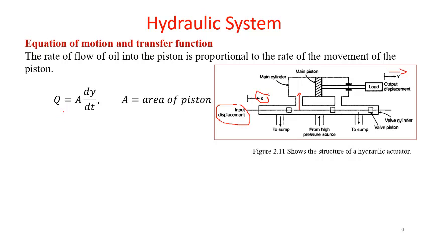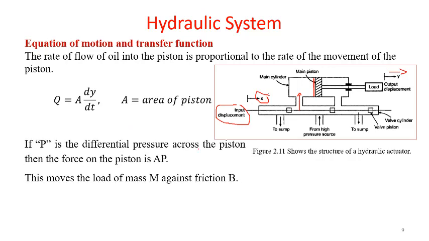So here we have Q is equal to A into dy by dt. So Q is directly proportional to dy by dt. Here the proportional constant will be the area of the piston, meaning the cross sectional area of the piston. This is what we are talking about.